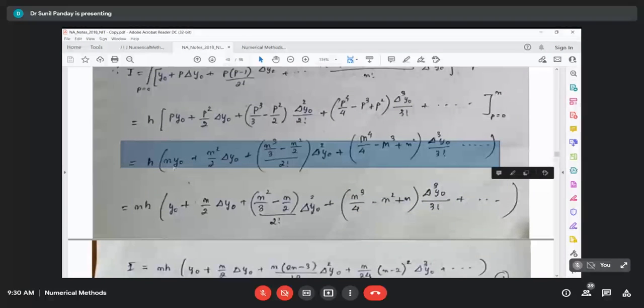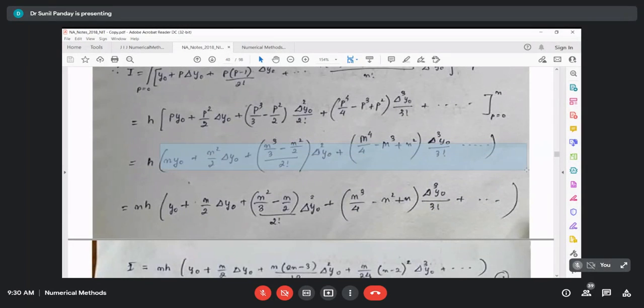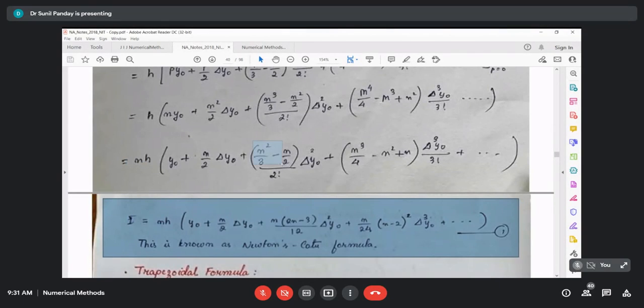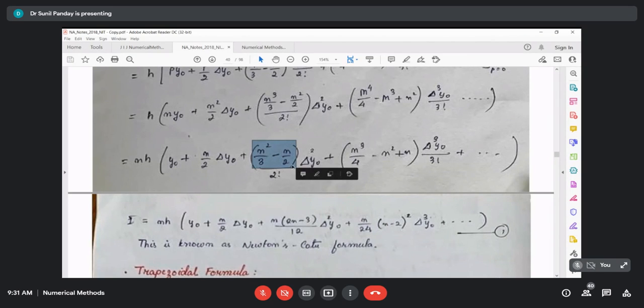Now we can see that this n is common in each and every term. We take this n out. So we have y naught plus n by 2 delta y naught, n square over 3 minus n upon 2 factorial delta 2 y naught, like this we are getting. So this is known as the Newton-Cotes quadrature formula. If I take LCM here, after taking LCM and taking n out also, I will have n into 2n minus 3 upon 12. Similarly, after simplification, we have this here.